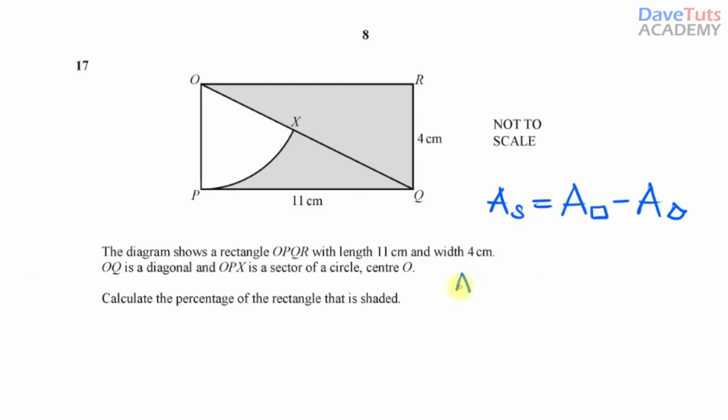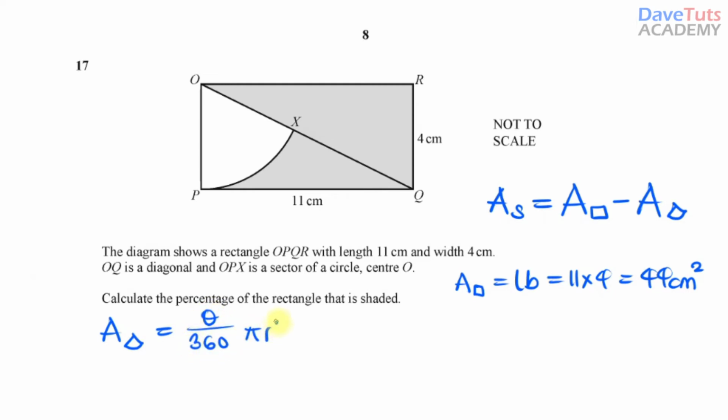Now, in this case, the area of the rectangle is nothing but length times breadth. That length is 11 cm, that breadth is 4, so this is 11 times 4, which is nothing but 44 centimeters squared. Then for us to find the area of the sector from this particular diagram, it is going to be theta over 360 multiplied by pi r squared. So let's define our parameters. This we have to be the theta.